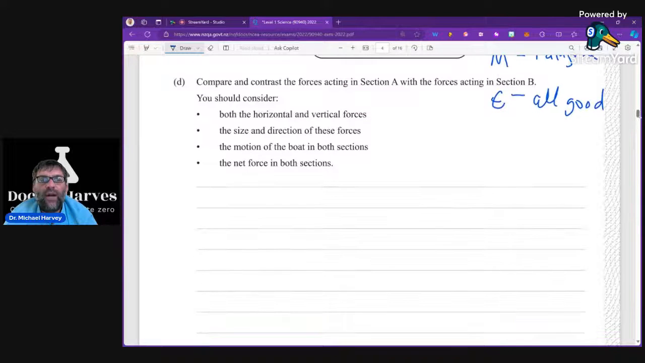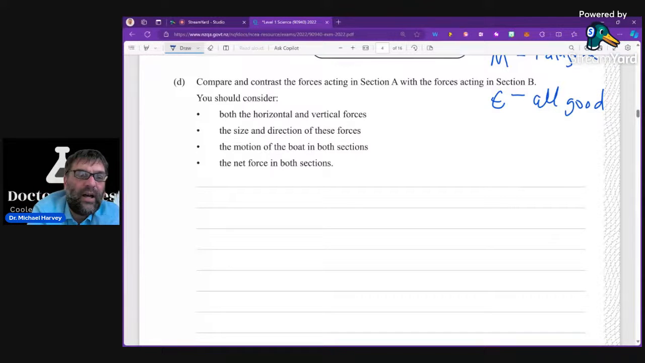In terms of part D, it's compare and contrast. When we have key terms like compare and contrast, you know you're working with excellence in the mark scheme. So compare and contrast the forces acting in section A with the forces acting in section B. The things you should consider are both the horizontal and vertical forces, which you can use your diagram for, the size and direction of the forces, the motion of the boat in both sections, and the net force in both sections.